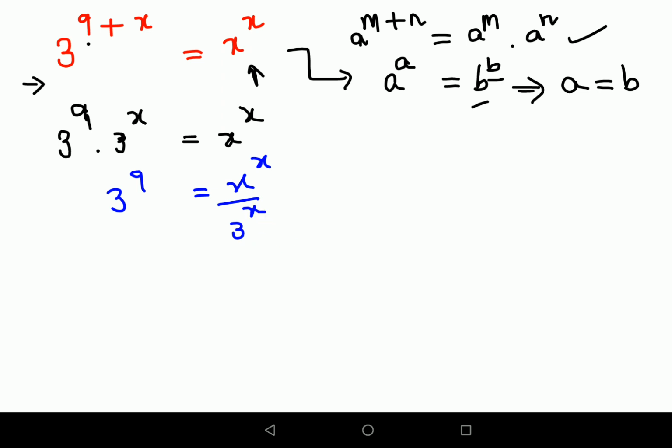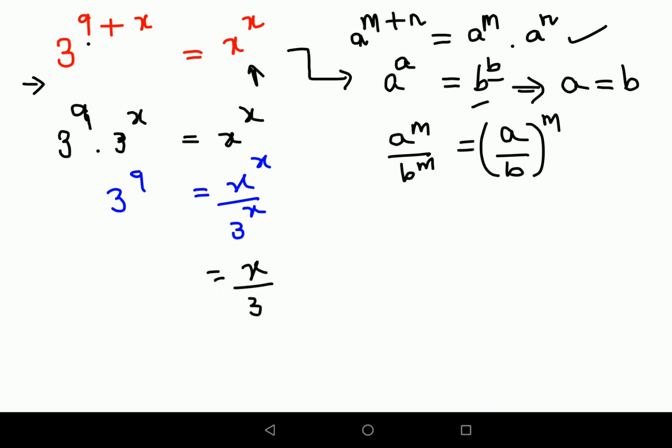Now another very important thing you need to remember is a raised to m upon b raised to m. If the index is the same, I can write this as nothing but the whole fraction raised to the same index. So I'll use the same logic. I'm left with x upon 3 the whole raised to x. Now this is 3 raised to 9. Now I can't do much over here.